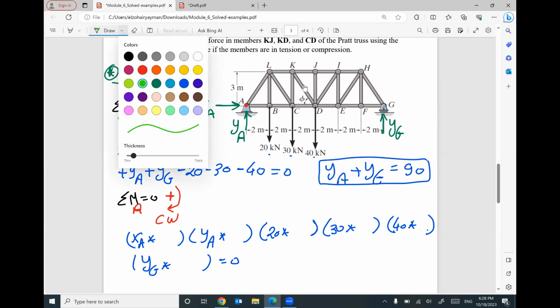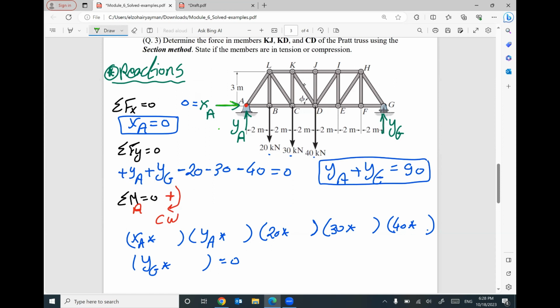Keep in your mind that the distance between XA and the A is 0. Between YA and the A, 0. Between 20 kilonewton and the A, 2 meter. Between 30 kilonewton and the A, 4 meter. Between 40 kilonewton and the A, 6 meter. Between YG and the A, the whole distance, which is 1, 2, 3, 4, 5, 6, 12 meter. That makes sense? I don't care about these terms.